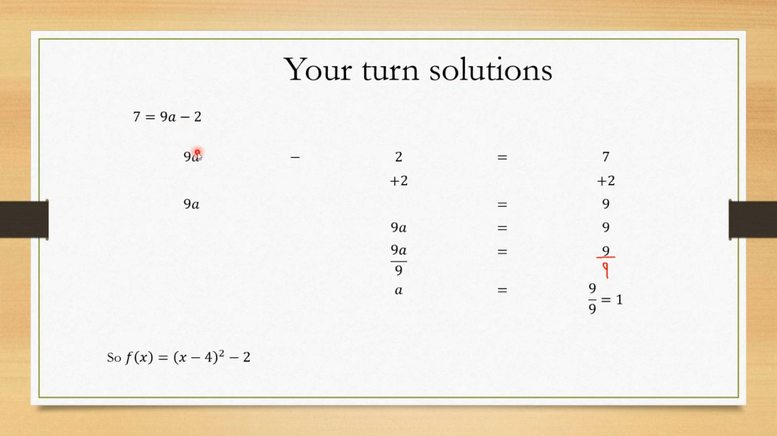Right, so we want to solve for a. So I wrote this as 9 times a minus 2 equals 7. From here, we're going to add 2 to each side. And so we get 9 times a equals 9. So we divide both sides by 9, get a equals 9 over 9, which is 1. So a in this case is just 1.